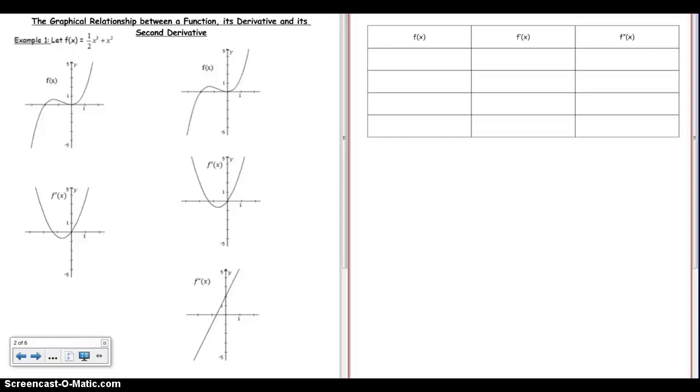In this video, we're going to explore the graphical relationship between a function, its derivative, and the second derivative. And just like its name sounds, the second derivative is simply the derivative of the first derivative. Let's look at example 1.